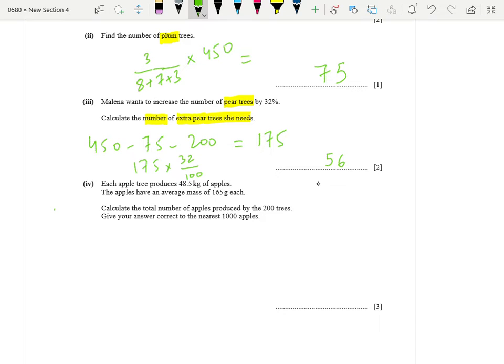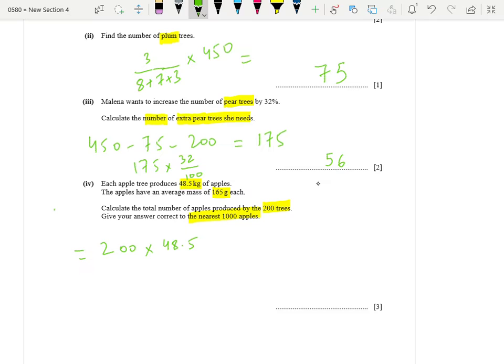All right, so the next part. Each apple tree produces 48.5 kilograms of apples. The apples have an average mass of 165 grams each. Calculate the total number of apples produced by the 200 trees and give your answer correct to the nearest 1000 apples. First thing we have to know is that there are 200 trees and each one of them is producing 48.5 kg of apples. So this is the total kg of apples.